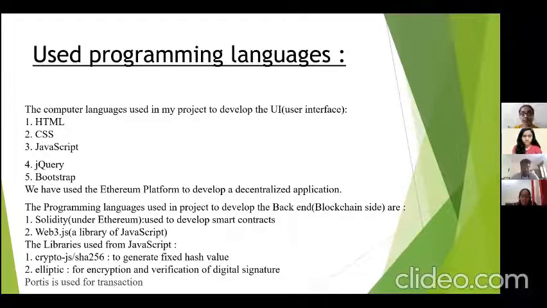Also, we have used different libraries of JavaScript, that is Crypto.js and SHA-256, which is used to generate the fixed hash value, and Elliptic for encryption and verification of digital signature. And we have used Potis for transaction. Next.